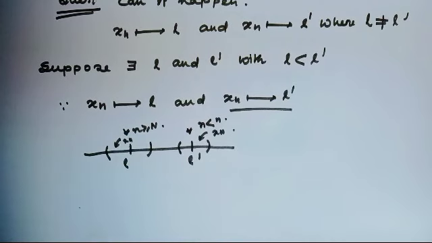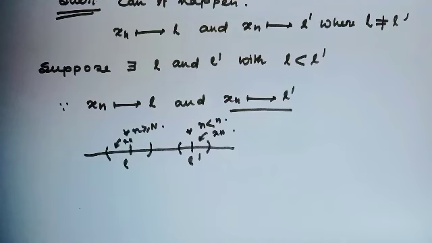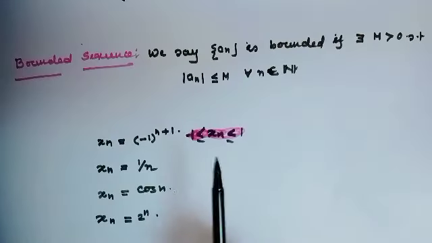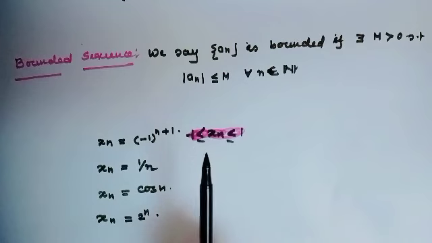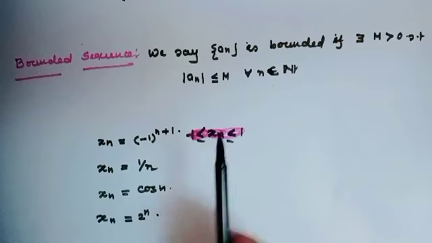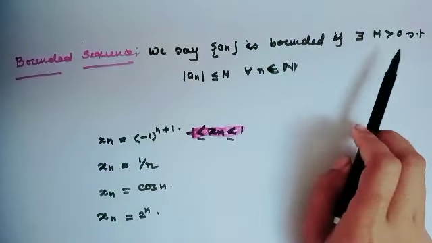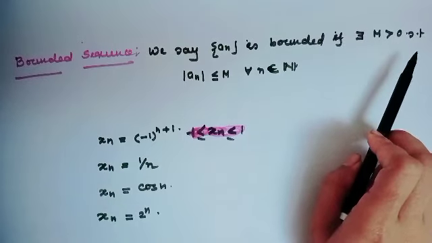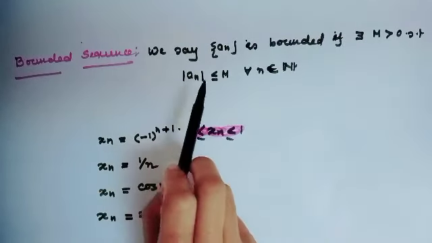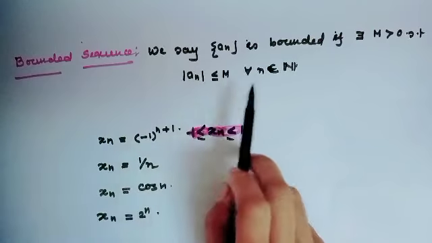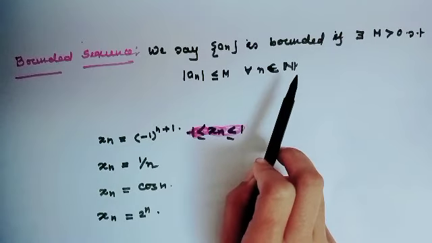That means if the sequence xn has a limit, then the limit is unique. Okay? Well, now the new notion, bounded sequence. What is a bounded sequence? Let's see the definition. We say the sequence an is bounded if there exists M such that modulus of an is less than or equal to M for all n belongs to natural number.